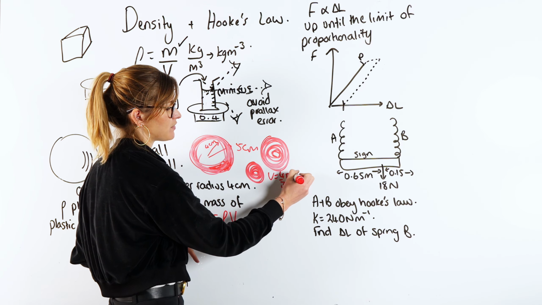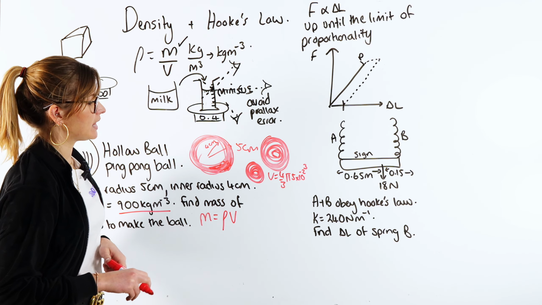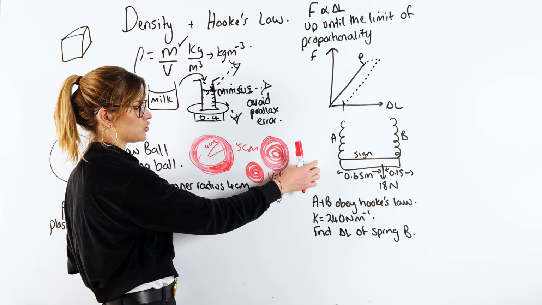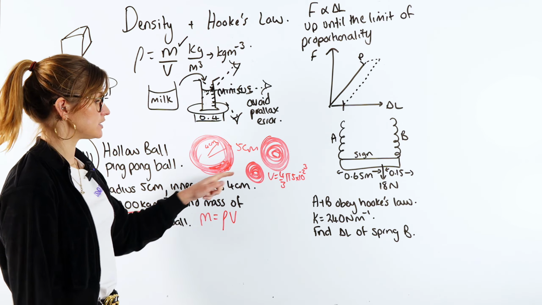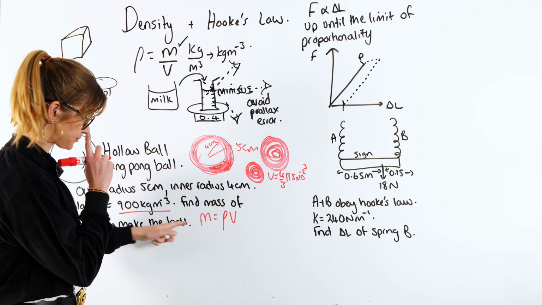So the volume of a 5 centimeter sphere is going to be 4/3 of pi times the radius, which is 5 centimeters, or 5 times 10 to the negative 2, cubed. Okay? And then the volume of my 4 centimeters is going to be 4/3 pi, 4 times 10 to the negative 2, cubed. Okay? Because volume of a sphere is 4/3 of pi r cubed. And we know that from your data sheet.